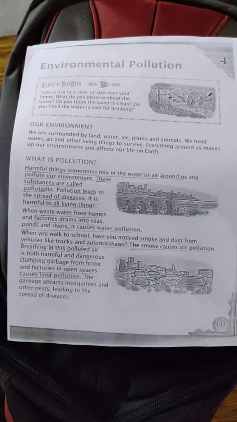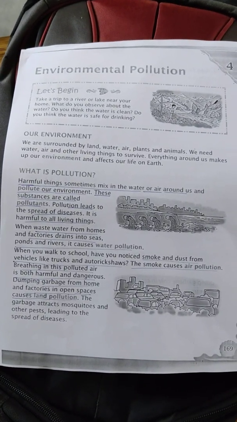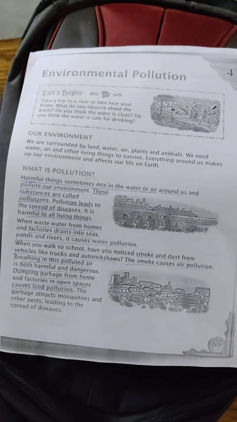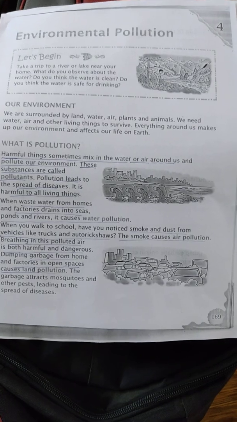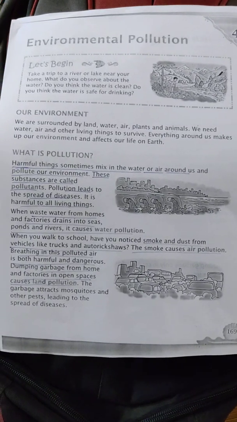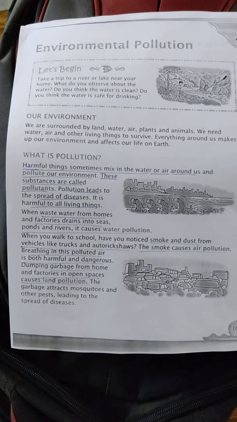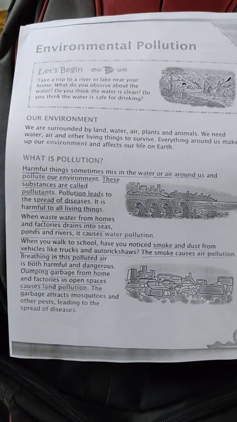Now, what is pollution? Harmful things sometimes mix in the water or air around us and pollute our environment. These substances are called pollutants. So many harmful substances mix with the water or air that are around us and pollute our environment. And these substances we are calling pollutants.